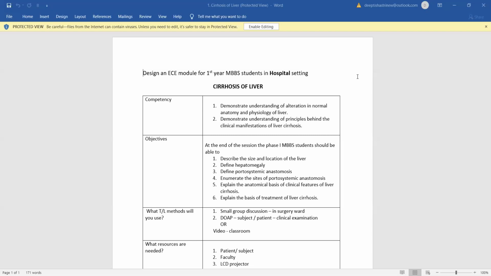Dipti ma'am, the presentation which you gave regarding the liver cirrhosis was very elaborate. Here, I just would like to add that last year during the ECE sessions, we had a patient admitted with ascites. We took the students to the hospital and showed them the patient with ascites, and then we traced back and completed the ECE module of liver cirrhosis. So I just want to mention that.